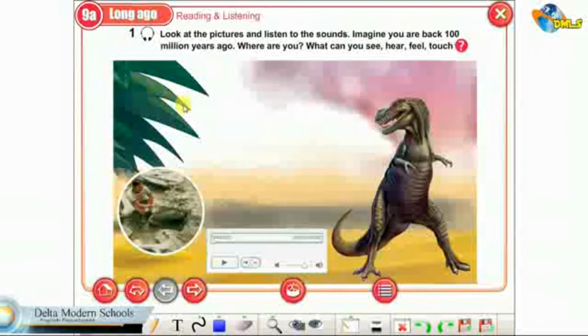Okay. Now I want you to look at this picture. What can you see? Dinosaur, yeah. Do you think that we have dinosaurs nowadays? Of course not. Yes. Now I want you to look carefully at this picture and listen to the sounds. Imagine you are back 100 million years ago, and after you listen you have to tell me, where are you? What can you see, hear, feel and touch? Are you ready? Let's start.